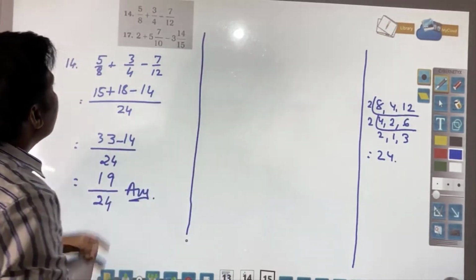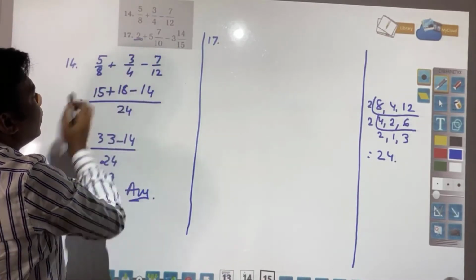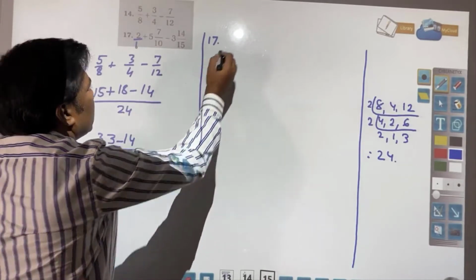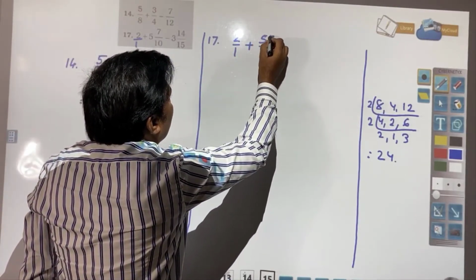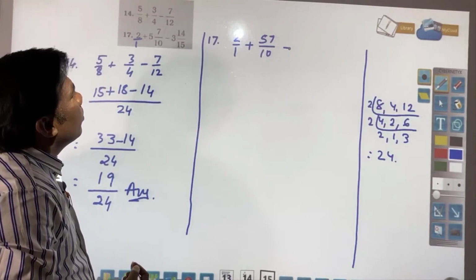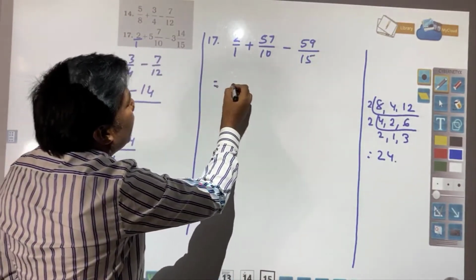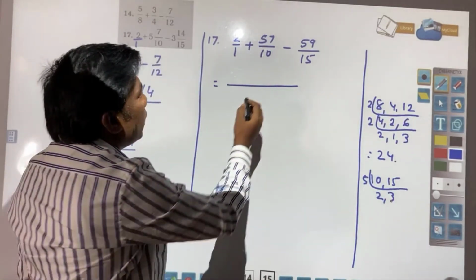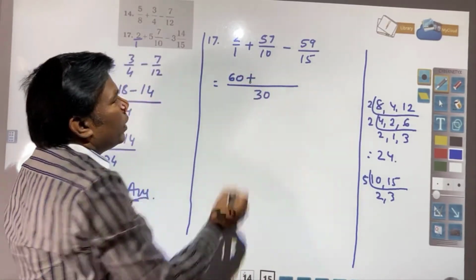And next you have question number 17. See how we will do this. As I told you in the previous exercise, if nothing is in the denominator, it means 1. Now here you need to convert this into an improper fraction. So you have 2 by 1 plus 10 5s are 50 plus 7, 57 by 10, and minus 15 3s are 45, plus 14 will be 59 divided by 15. Now take the LCM of 10 and 15. So this will be 30.